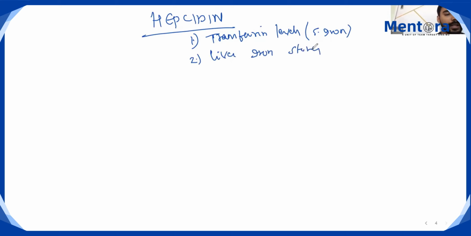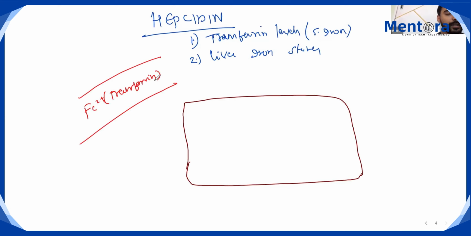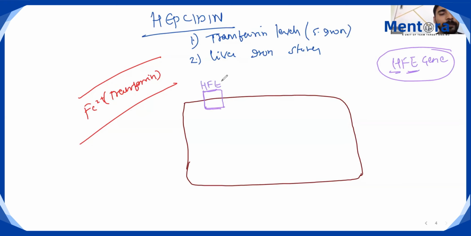Okay, let us see. For example, this is your liver cell. Whenever there is circulation, this is what is called blood. In this blood, iron is present in the form of transferrin. There is a single gene called the HFE gene, the homeostatic iron regulator gene. This protein, the HFE protein, will sense the iron that is present in the blood in the form of transferrin.